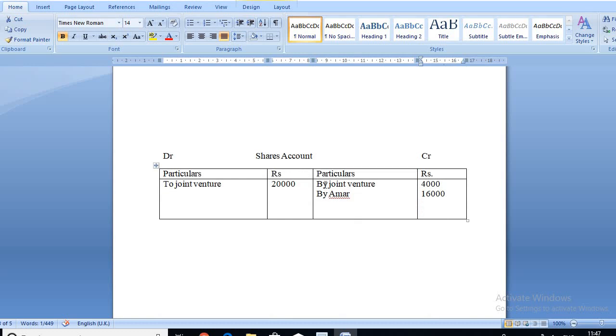The last account, shares account. In shares, debit side 20,000, credit side 4,000 plus 16,000. It tallies. So shares 20,000 total, and credit side also 20,000 total. So the shares account also tallies. Now the problem is over.